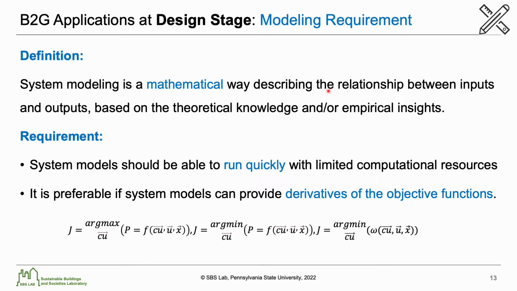It is also preferable if the system models can provide derivatives of the objective functions. So the key of building-to-grid integration is to solve optimization problems, as I mentioned earlier. We can use derivative-based optimization algorithms if the system models can provide derivatives of the objective functions. Compared to derivative-free algorithms, the derivative-based algorithms often have better performance in terms of computing cost and finding the global optimal solution.